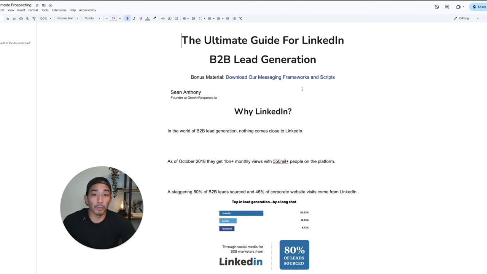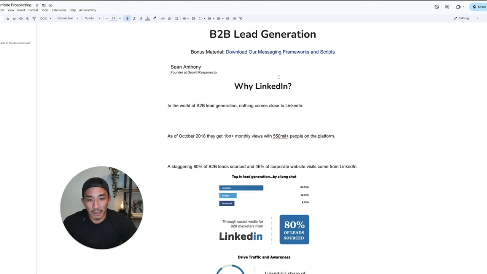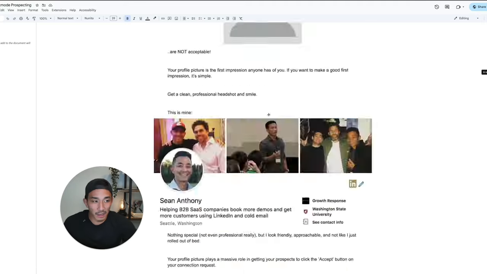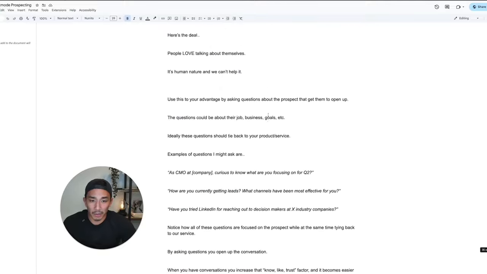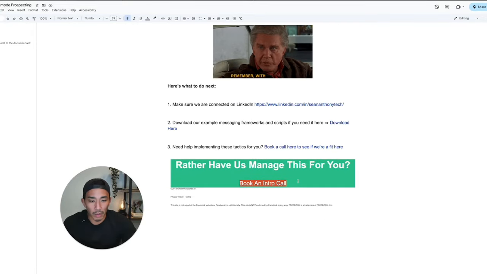It was called Beast Mode Prospecting, and it was used to get clients for my Done For You LinkedIn lead generation service. And what this guide did was I would use this to cold prospect. So I would connect with people cold and I would send them this guide. And at the bottom of this guide, you can see it's pretty long. I think this is around 6,000 words or so. There was a link to book a call.